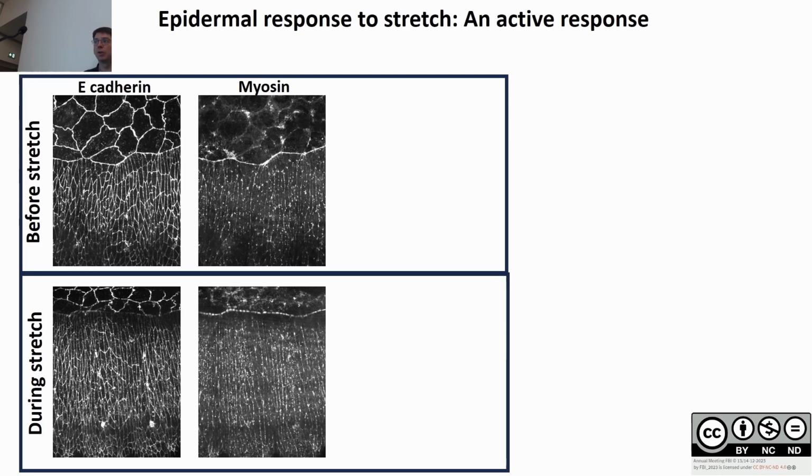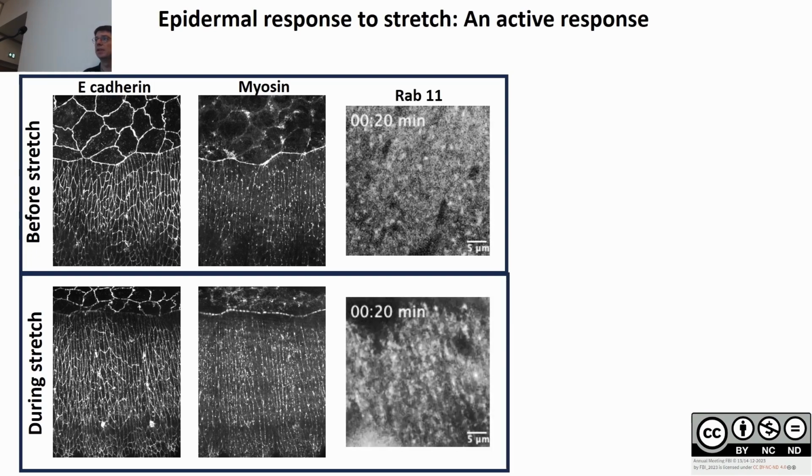cadherin and myosin first, and what we could observe is that there is a polarization of myosin that occurs in this tissue during the stretch. It's not polarized before dorsal closure, and it becomes polarized at the moment of closure. And the same with cadherin, it's less obvious, but it is the case.